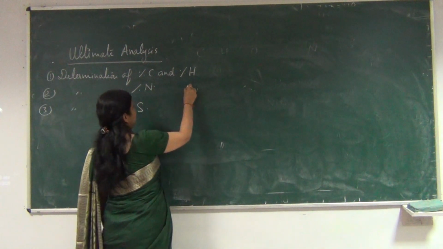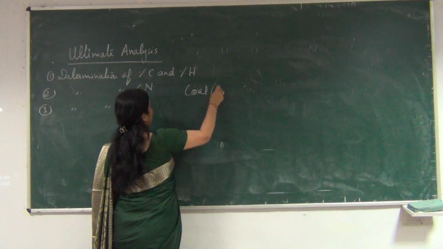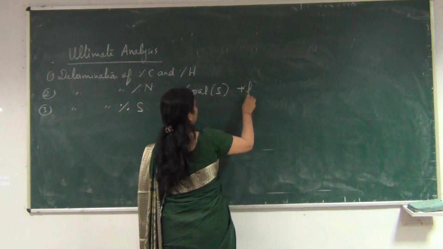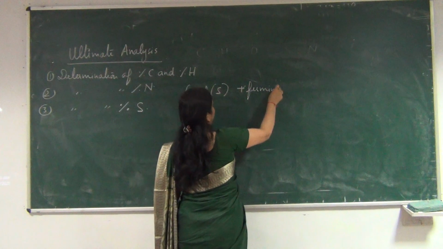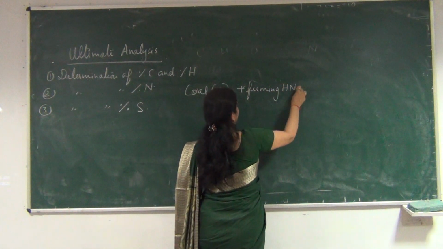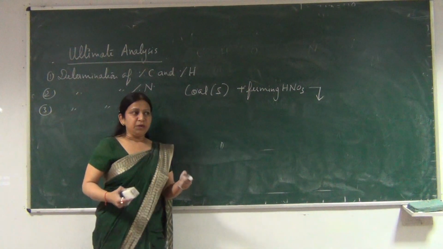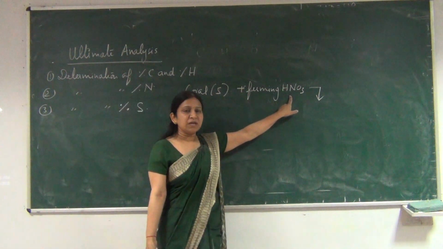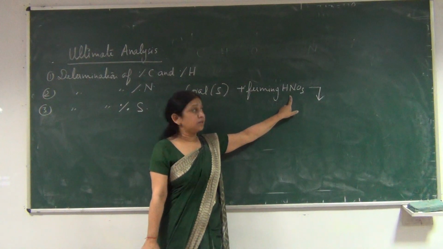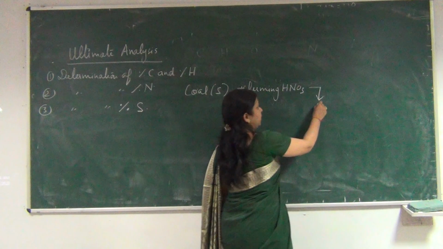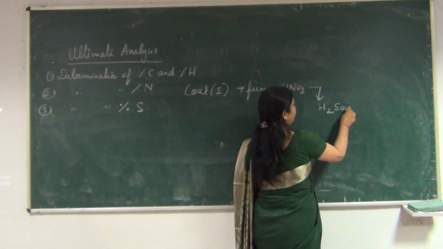For determining sulfur, the coal which is having sulfur is treated with fuming HNO3. Fuming concentrated होता है, dilute होता है. Fuming means इस nitric acid में extra NO2 present है. So it is known as fuming. So when this reaction takes place, we get H2SO4.